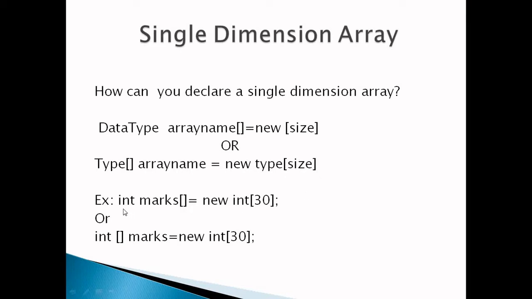Let's take an example. Here you can see int marks is the array name, which is integer type, and square bracket open, close, is equal to new int 30. So this means you have declared an integer array which contains 30 integer values. This is the other way you can represent the array.